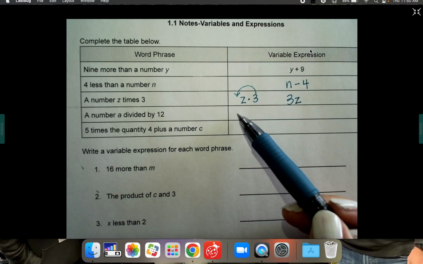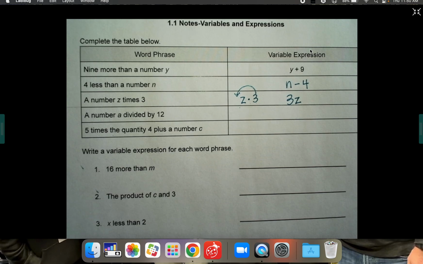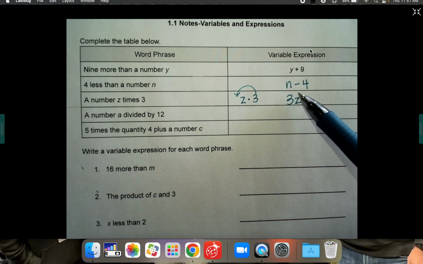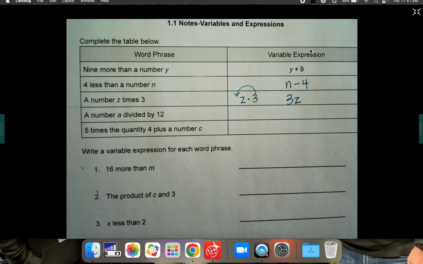And again, if you were to put z times 3 like this, that's okay. We'll accept that. That's the same answer as 3z. It's just going to be seen a lot more often in algebra like this.